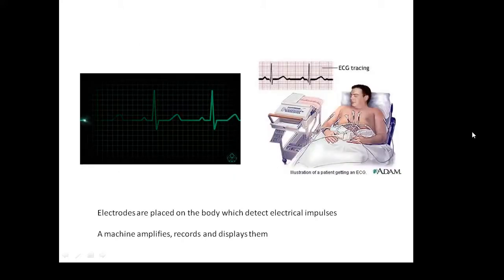Now, with electrodes, what you do is you place electrodes on the body, over the chest, and they detect these electrical impulses which are controlling the heart muscles. Then a machine will amplify, record and display them, and a clever doctor or nurse will look at it and possibly know if there's a problem with your heart by looking at this trace.